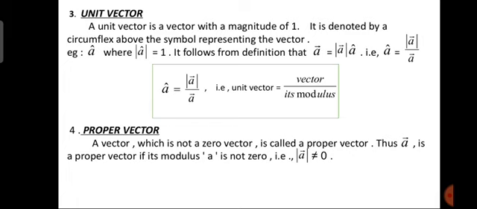Okay, and next is the proper vector. A vector which is not a zero vector is a proper vector. Vector A is proper if its modulus of A is non-zero. If the magnitude is not 0, then the vector is a proper vector.